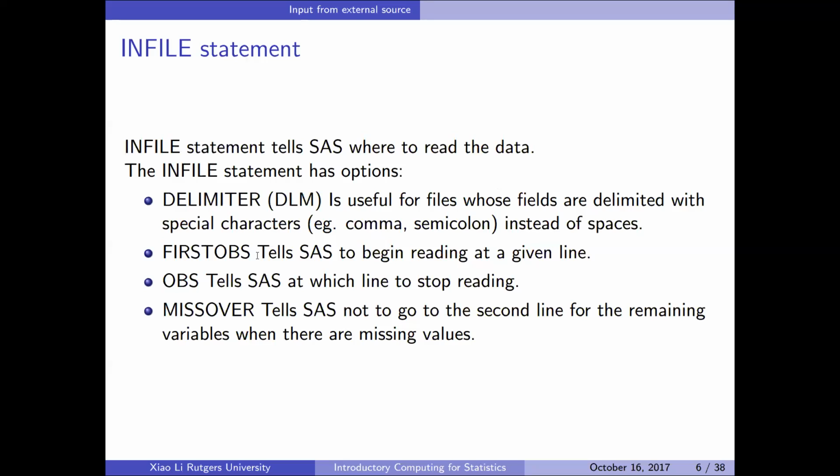Now we proceed with the firstobs option. The firstobs option tells us to begin reading at a given line, and the obs option tells SAS Studio at which line to stop reading. The missover option tells us not to go to the second line for the remaining variables when there are missing values. To be explicit, when the missover option is chosen to be true, then when you encounter a missing value in a certain line, SAS Studio will skip that line and move to the next.